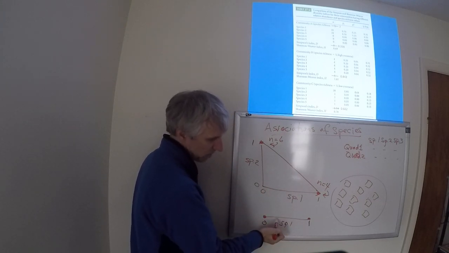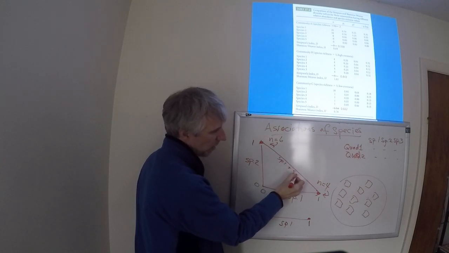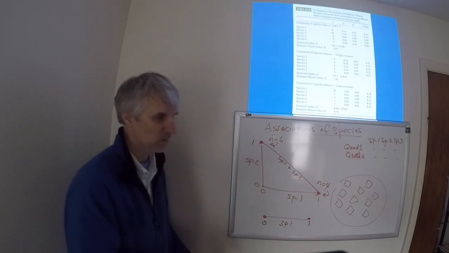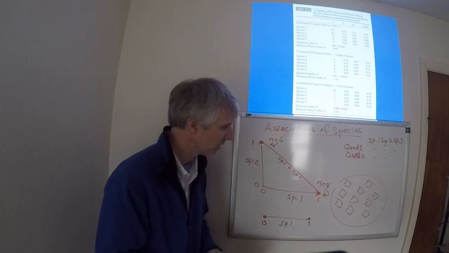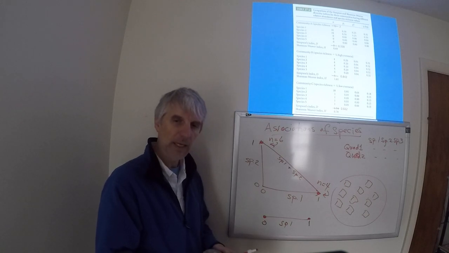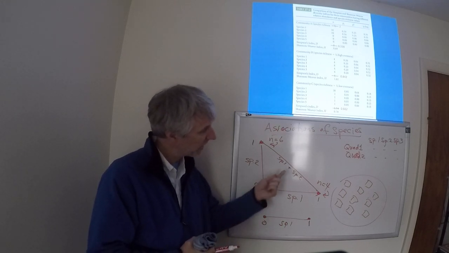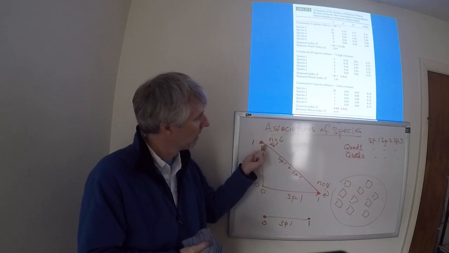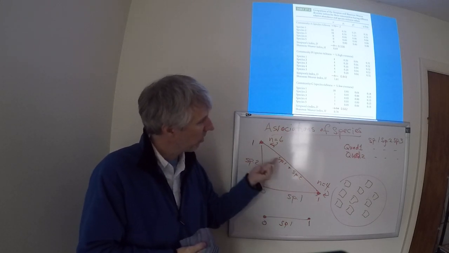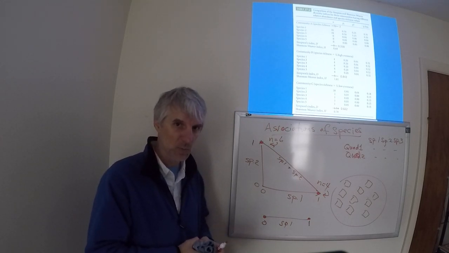This axis was species 1. This axis is a combination of species 1 and species 2. And it's a mathematical combination that's arrived at as a linear combination of the 2 variables. Okay? But this line, or axis, separates out the 2 quadrats best in this two-dimensional space.